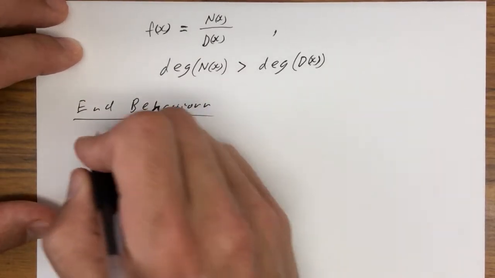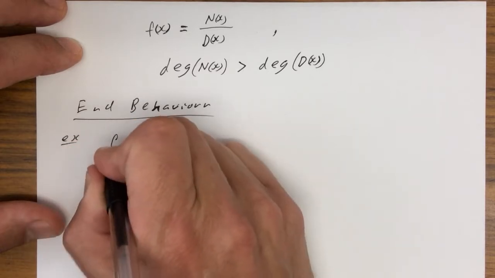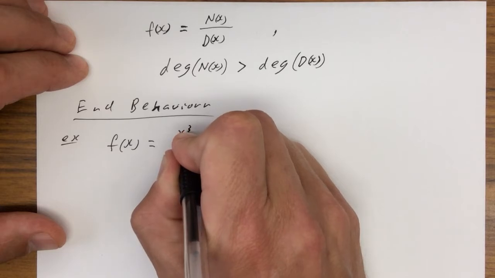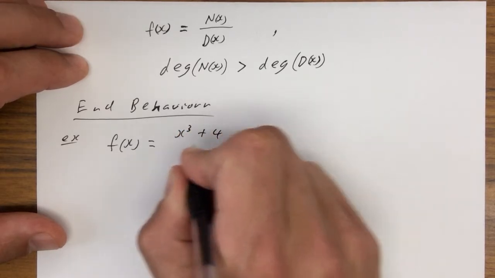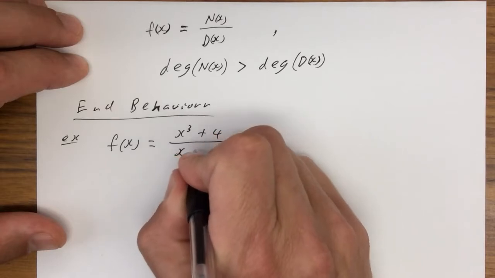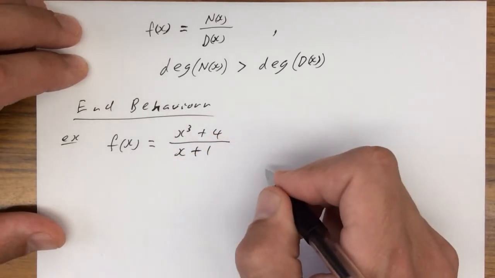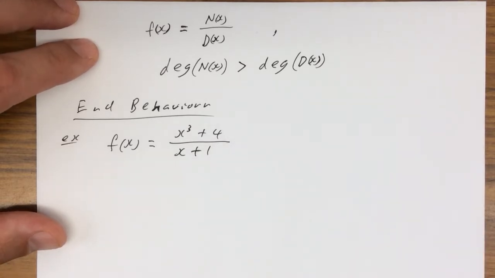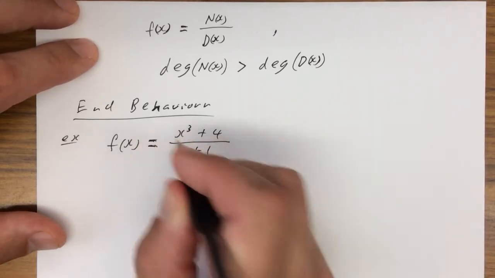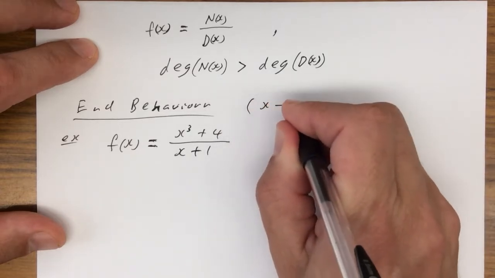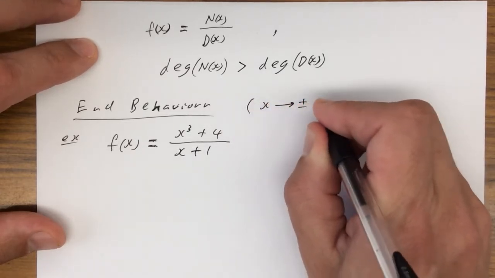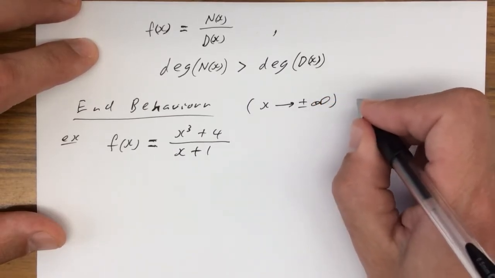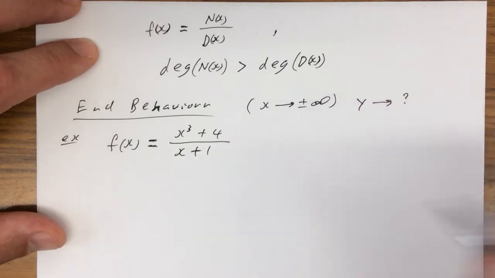Okay. So let's try an example here where you've got f of x equals, say, x cubed plus 4 over x plus 1. Okay? And what we're going to do for this one, to see what it looks like at the end behavior, so as x goes to infinity and negative infinity, okay, so what happens to y? That's what I mean by end behavior. Then, what happens to y? Y goes to question mark here. What happens to it?